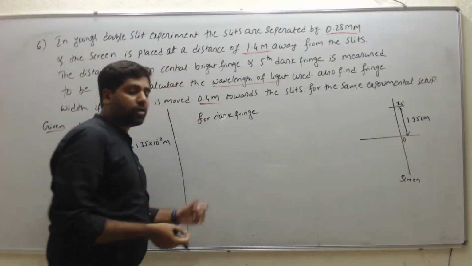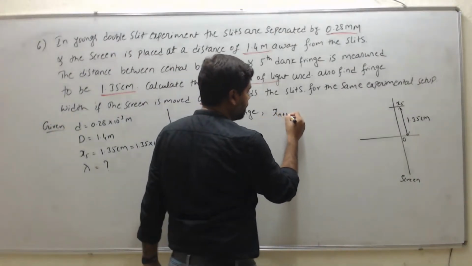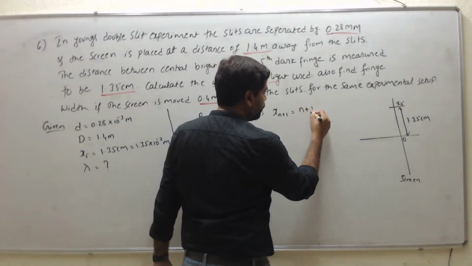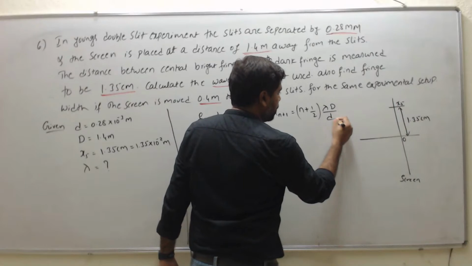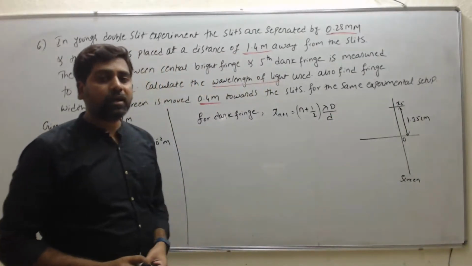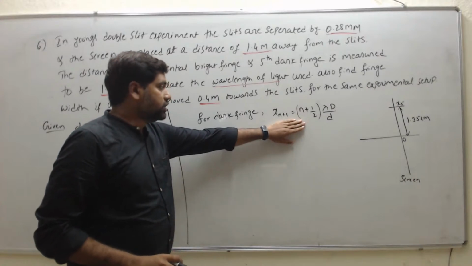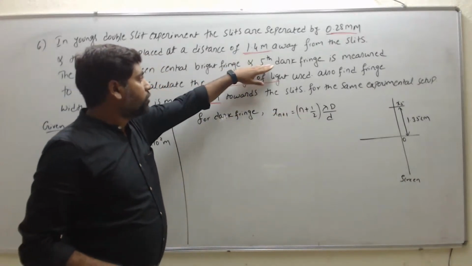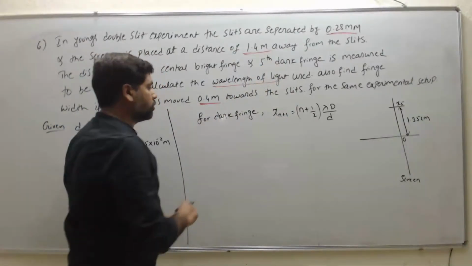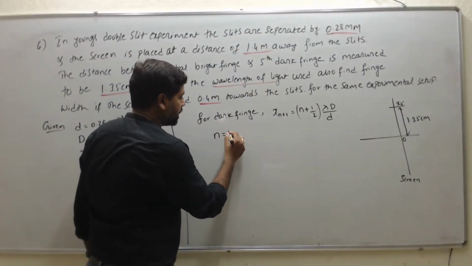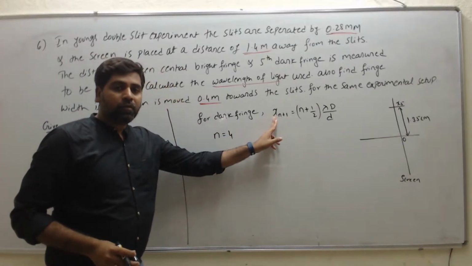Here we have the formula for the dark fringe. In the last problem we discussed, x n plus 1 is equal to n plus 1 by 2 into lambda D divided by small d. Right? So this is the formula for the dark fringe. Here they gave the fifth dark fringe, which means the n value becomes 4. For the fifth dark fringe the n value becomes 4, that is 4 plus 1 we get 5.